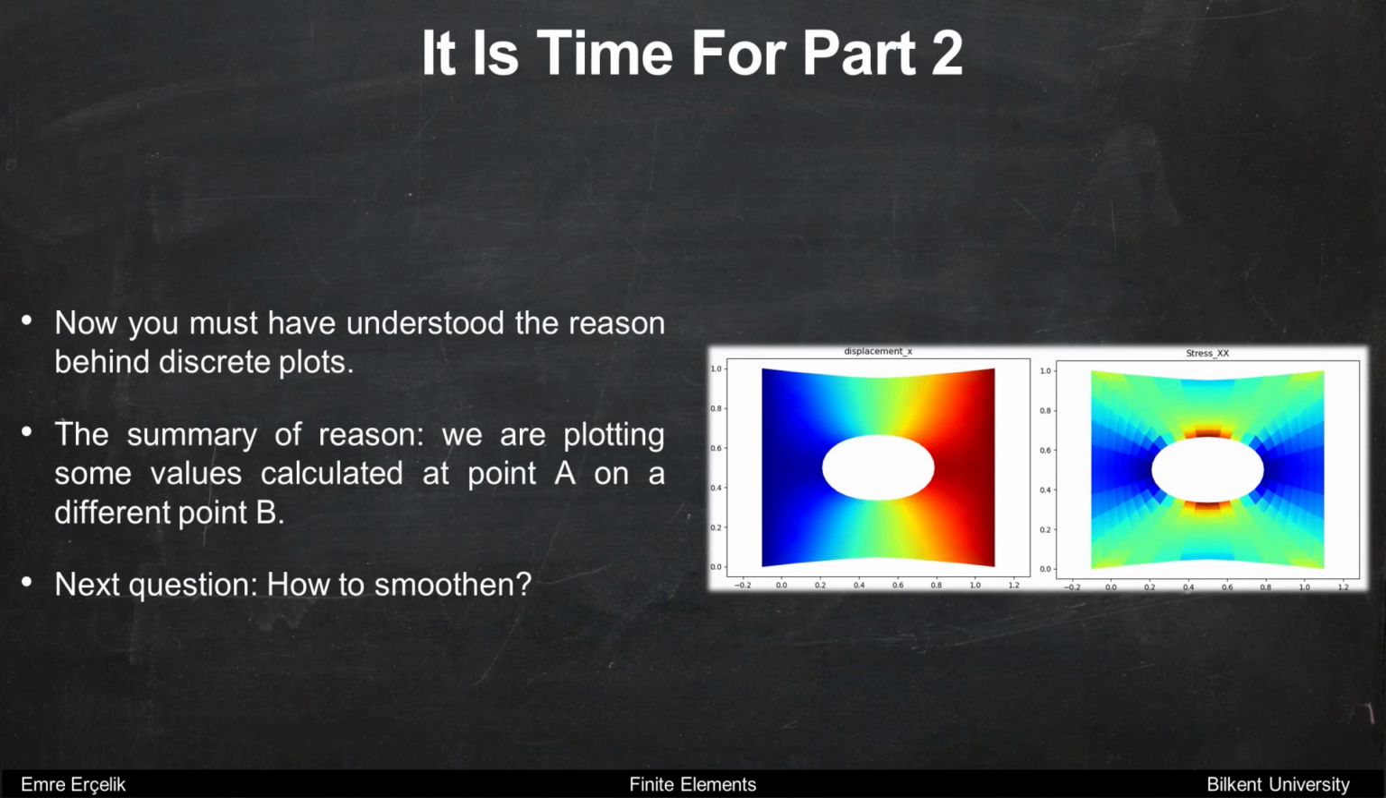Now you must have understood the reason behind discrete plots. The summary of the reason is that we are plotting some values calculated at point A, in this situation Gauss points, but visualizing them at point B, on node coordinates. The next question is how to smoothen. You can proceed to the second video of the series.